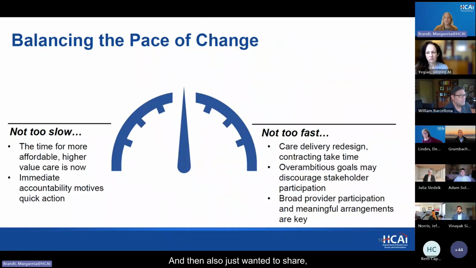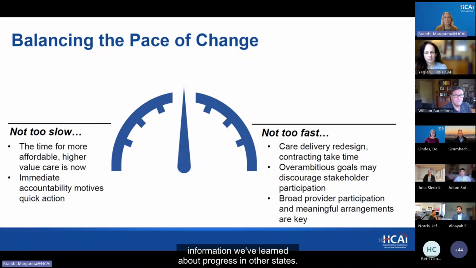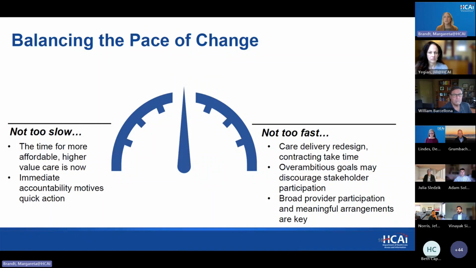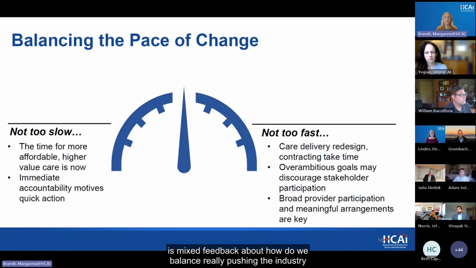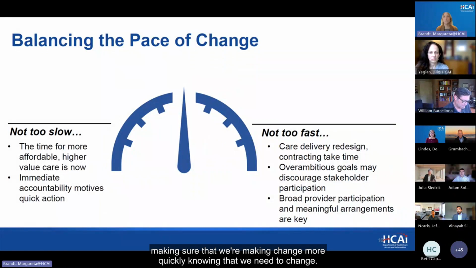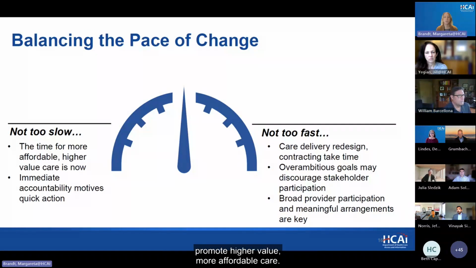And then also just wanted to share some lessons learned, or information we've learned about progress in other states. What we've heard over all of our feedback so far is mixed feedback about how we balance really pushing the industry towards alternative payment model adoption while also making sure that we're making change more quickly, knowing that we need to change. So, we need to move towards alternative payment model adoption to promote higher value, more affordable care. And we want folks to start moving.